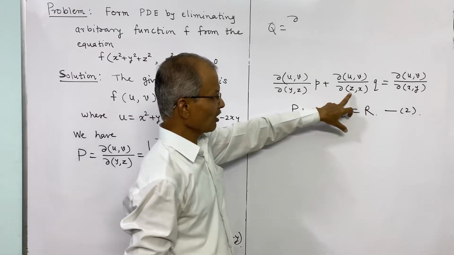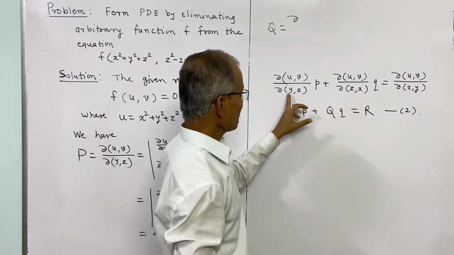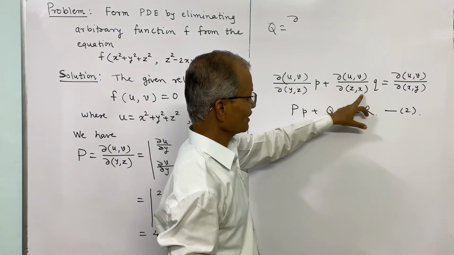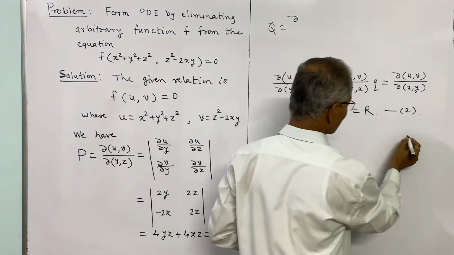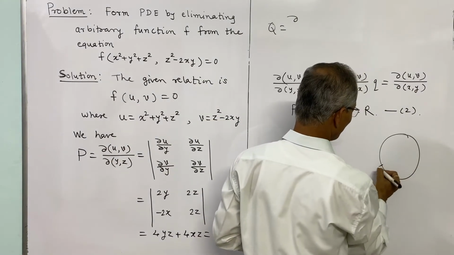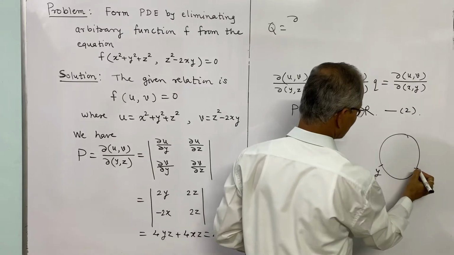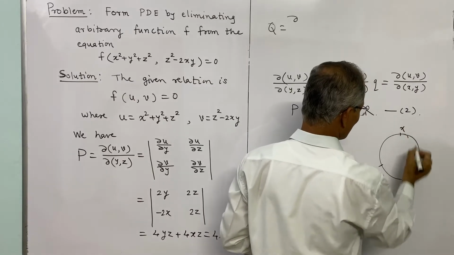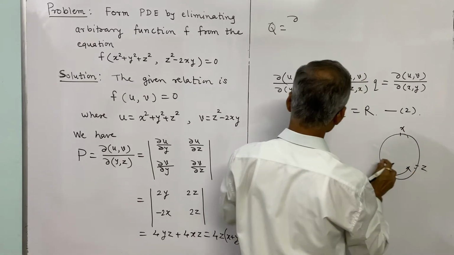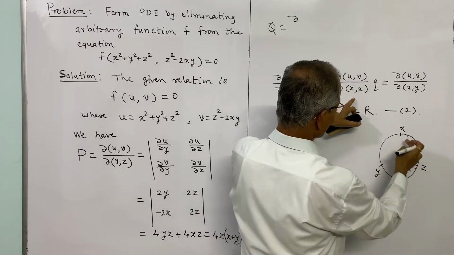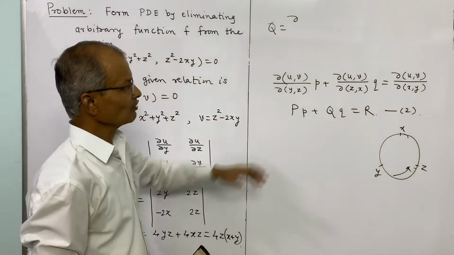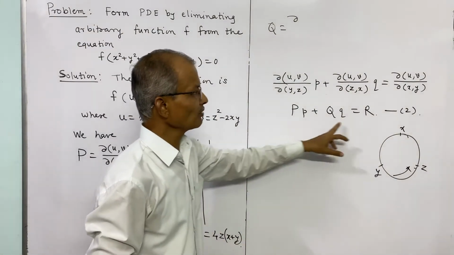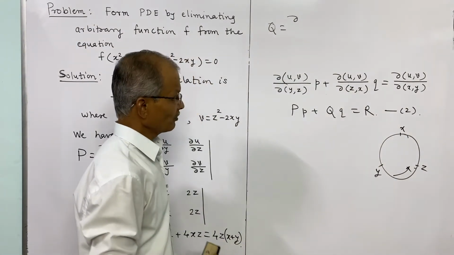And here in the denominator the variables are z and x. Y, z, then z, x, and then x, y in cyclic notation. See, if this is x, y, z, it is y, and this is z, and this is x. Then y, z, then z, x, and then x, y. So in this way we have to remember the values of P, Q, and R, the Jacobians.